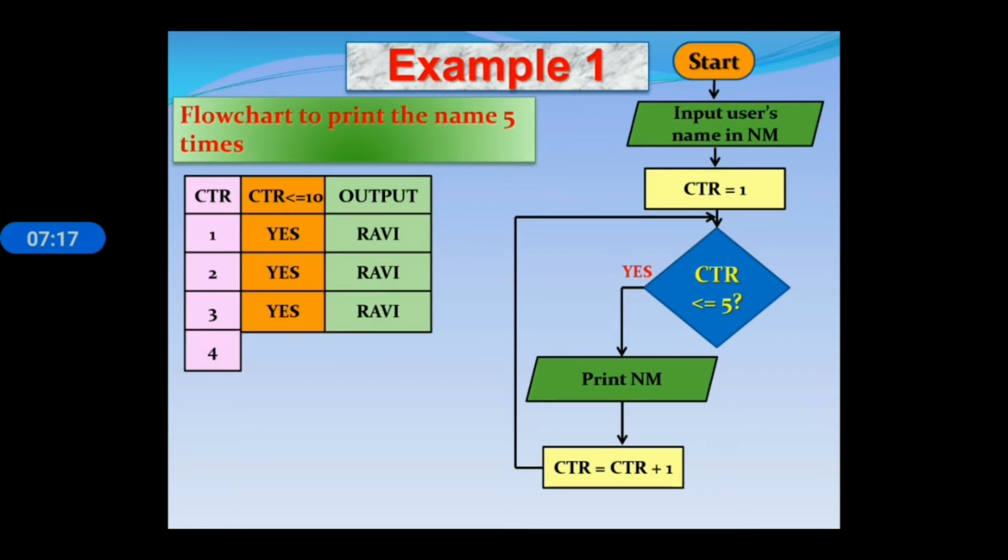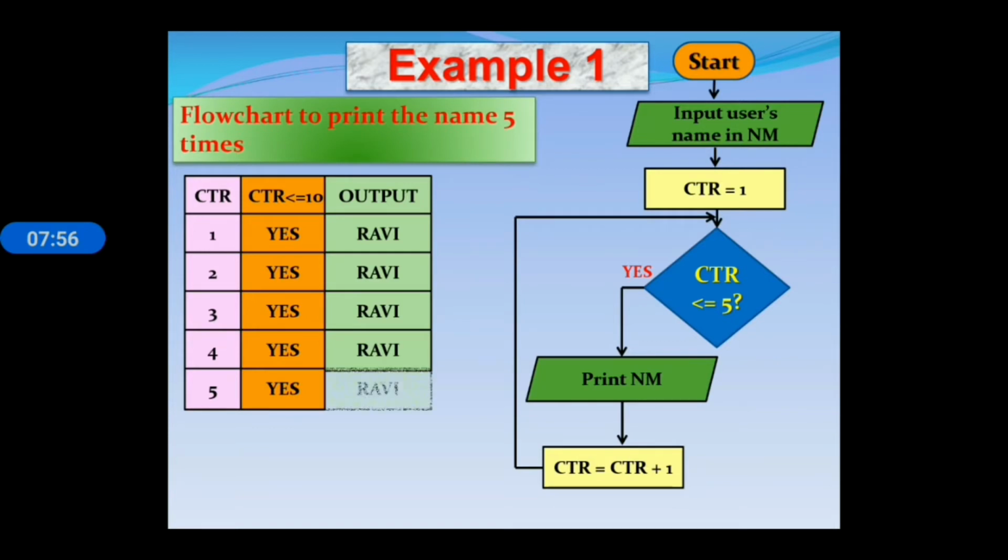Again it will increase by 1 by the processing box, CTR equals CTR plus 1, and it becomes 4. Then again it returns to the decision box and checks whether the value of CTR is less than or equal to 5 or not. Yes, it's less than 5. Then it will again print the name, that is Ravi. Then it will again increase by 1 and it becomes 5. Then it again returns to the decision box and checks whether the value of CTR is less than or equal to 5 or not. Yes, it's equal to 5.